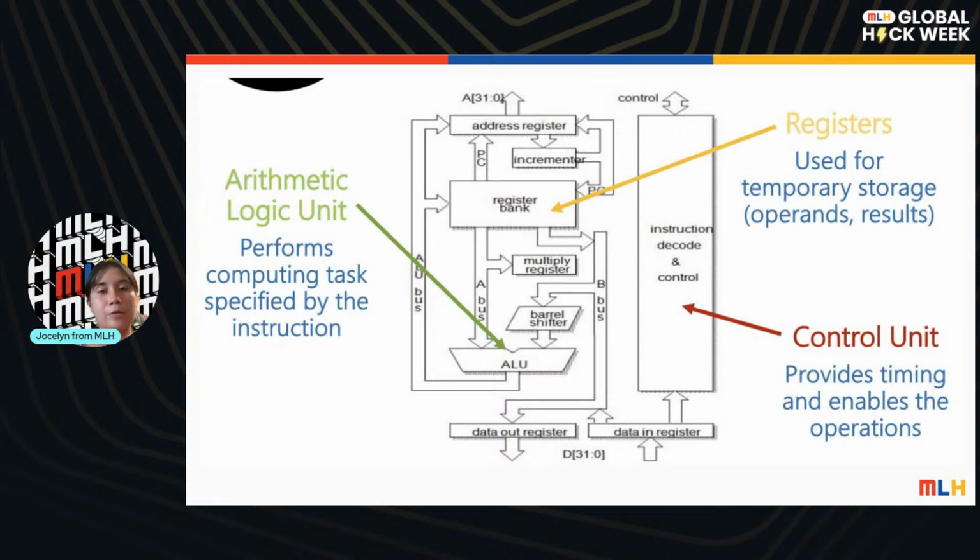So here's just how the workflow actually works. The important thing: registers are temporary storage. You can imagine them as small boxes, an array of small boxes where you are storing different values. Then you have your control unit, which is the timing. So you want to have timed operations and also enable those operations. And finally, we have our arithmetic logic unit, which is the one that performs the task that we are being asked from the specific instruction.